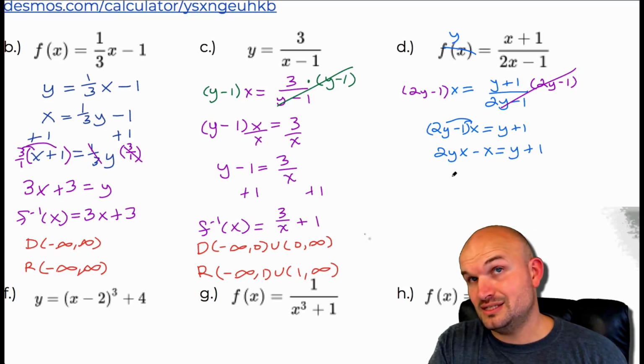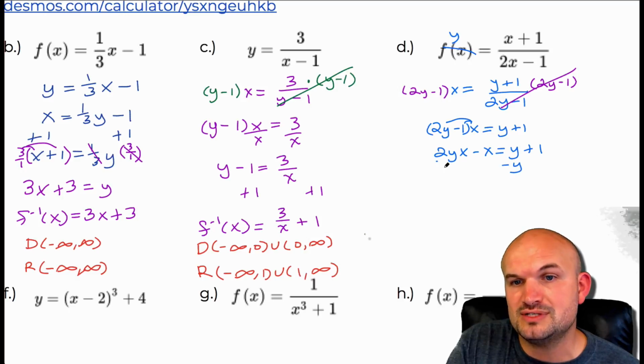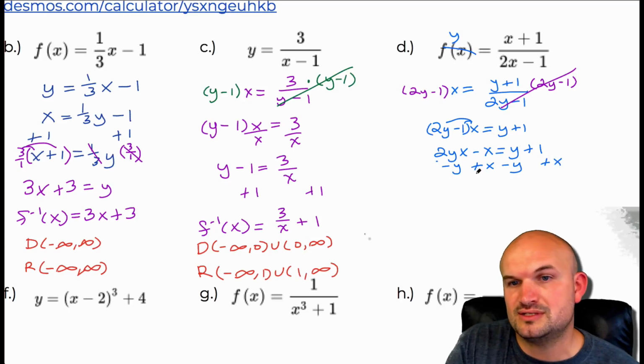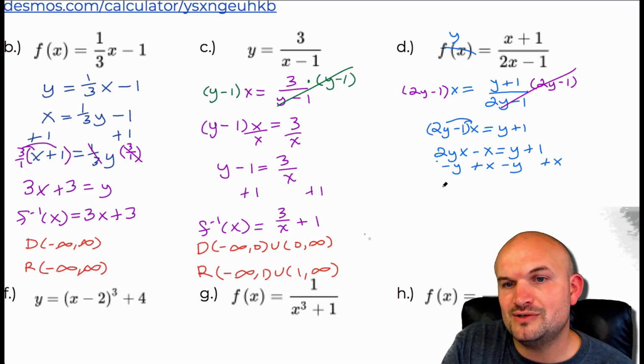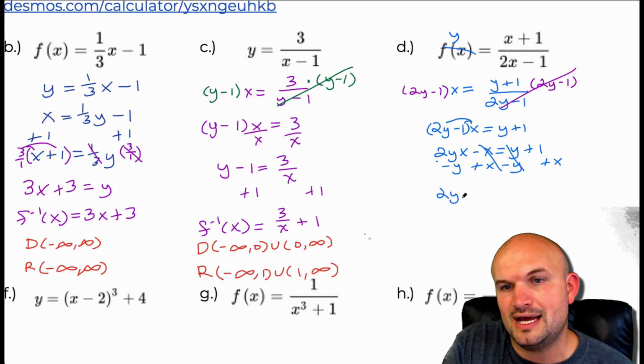Get the y's to the same side, right? So we can isolate them. So I am going to subtract a y on both sides, and I'm going to add an x on both sides. I'm going to do this kind of the same line so I don't run out of space. By doing that, those add to 0, those add to 0. So I'm left with 2yx minus y is equal to 1 plus x.